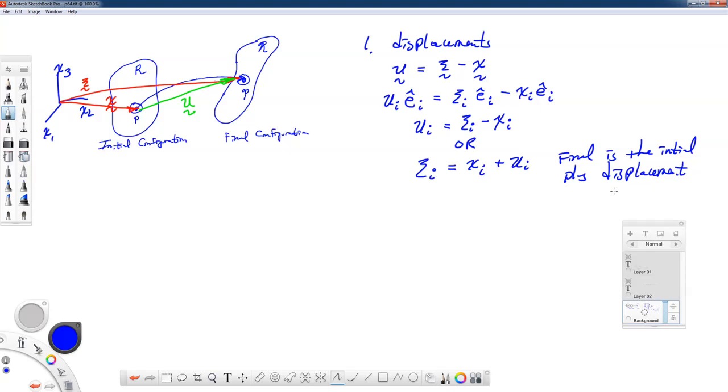And that's not anything that we haven't done already. It's just maybe a little bit more formal way of writing it.